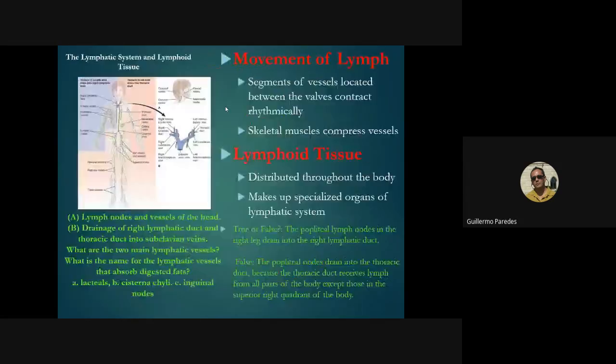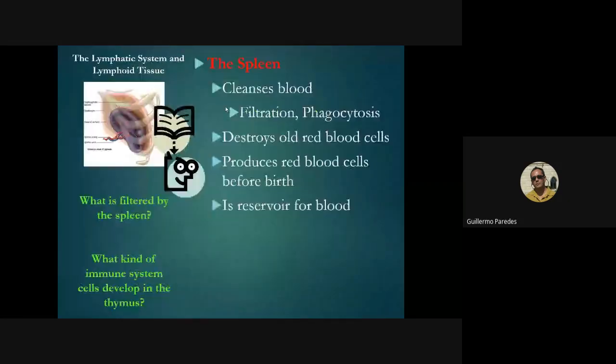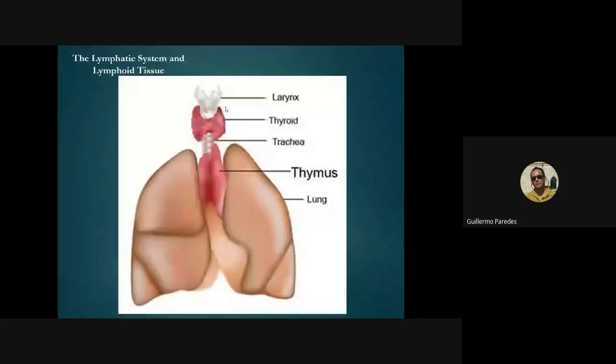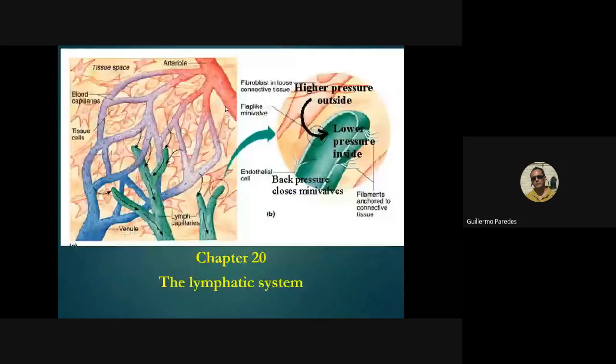Without more delay, I'm going to show you, where is my picture? Oh my God, don't tell me it's not here. There you are. All right, so we are going to start with this picture, the lymphatic system. I'm going to go straight to the point. Here we have the artery, then comes the arteriole, then the capillaries. Can you see the capillaries? And then they go to the venules and then to the veins, correct?